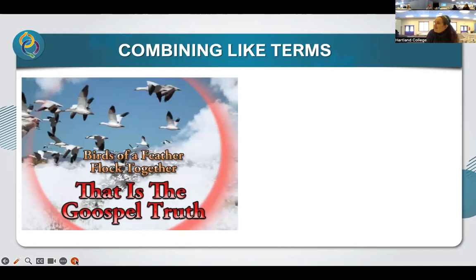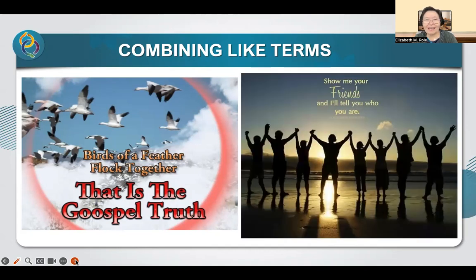That's the reason why the Bible says, be not unequally yoked with unbelievers. I think that's the principle, because it's very difficult to be together with one who is totally different from you. Birds of a feather flock together. Someone wrote, show me your friends and I'll tell you who you are.